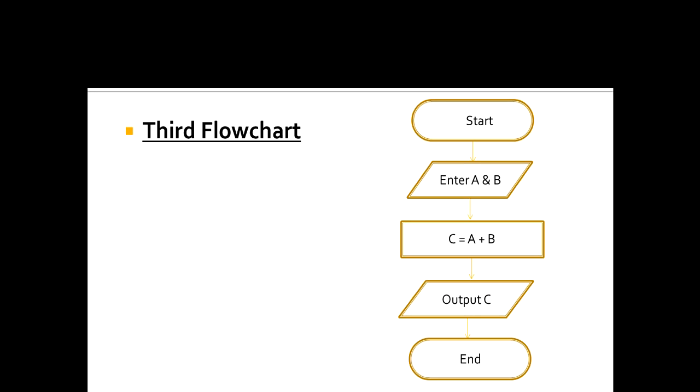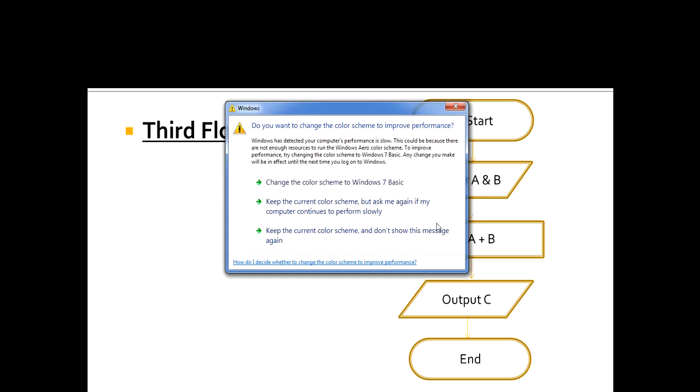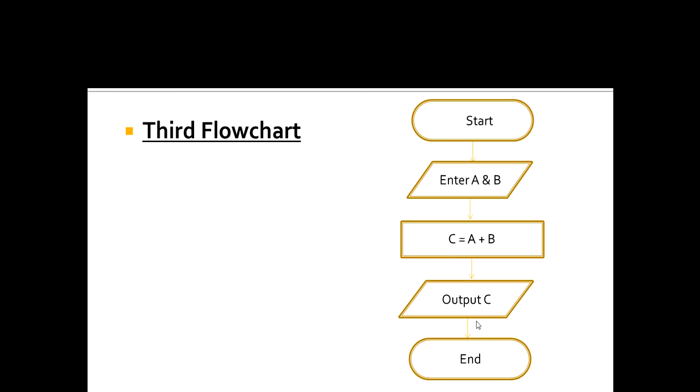So we're going to take each step in the algorithm and translate that step into the equivalent shape. Start will be oval, input will be a parallelogram, equation or process will be a rectangle. For the output, we're going to use a parallelogram as well, and for the end, we're using an oval shape.